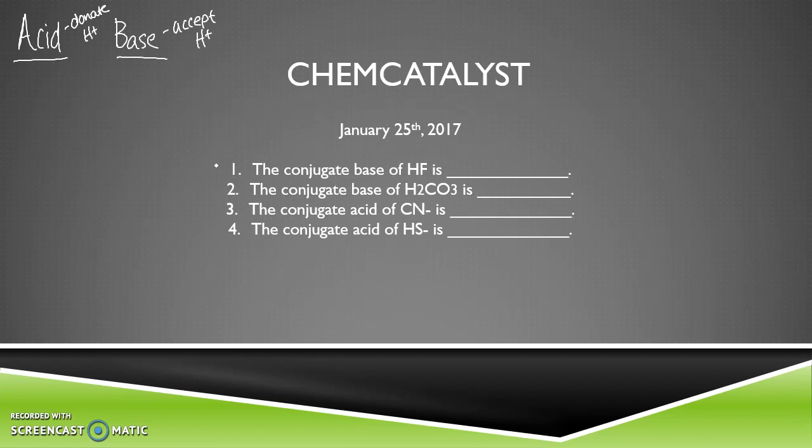So again, just like yesterday, numbers 1 and 2 are both starting out as acids because they want you to find the conjugate base. So HF, hydrofluoric acid, they want you to find its conjugate base. It's going to lose its H+. When it loses H+, all that's left over is fluorine with a 1- charge. Or you can just write a negative sign if it's 1-, that's fine.